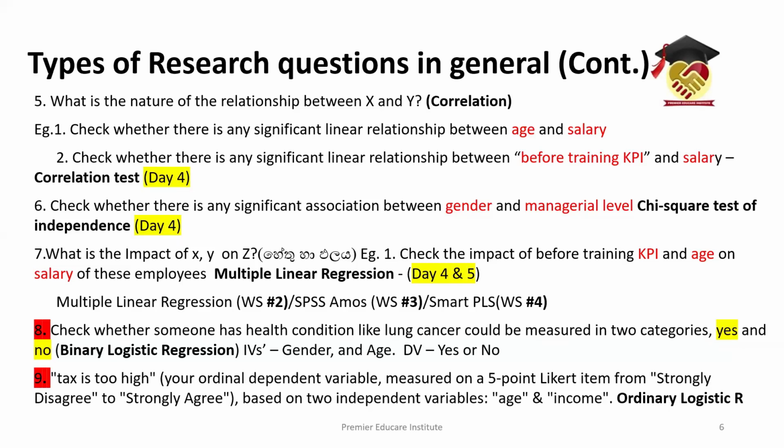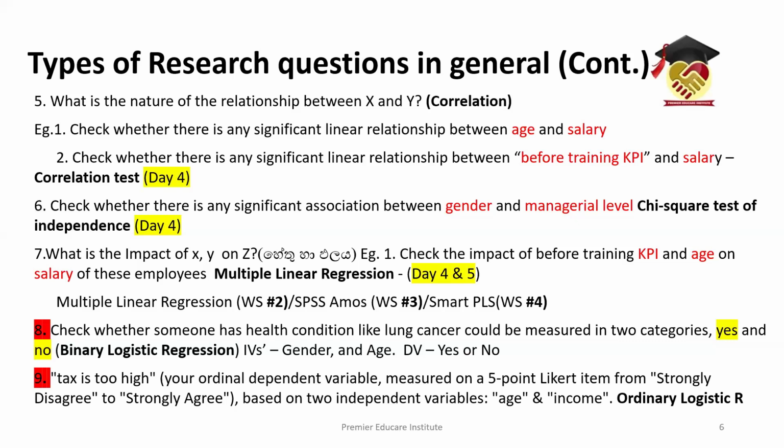This is coming under the multiple linear regression. For that, undergraduate level, you have to go for the multiple linear. Masters, of course, you can go, but above masters, for example, PhD, doctoral, DBA, MPhil, you have to go for the SEM method, structural equation modeling techniques, such as SPSS AMOS, SmartPLS, Stata, SAS, whatever. Remember, number 7 is a very important.